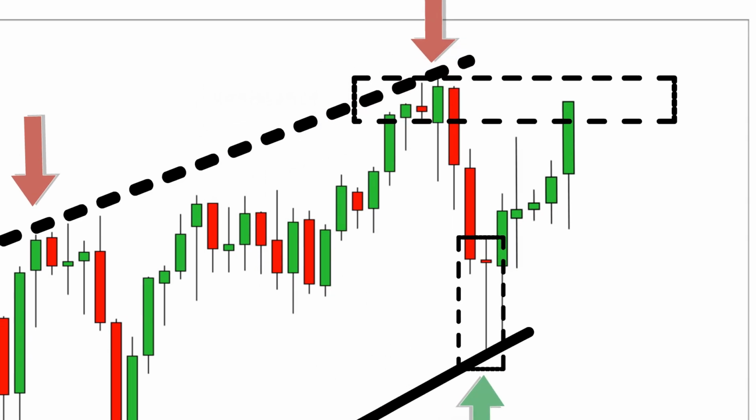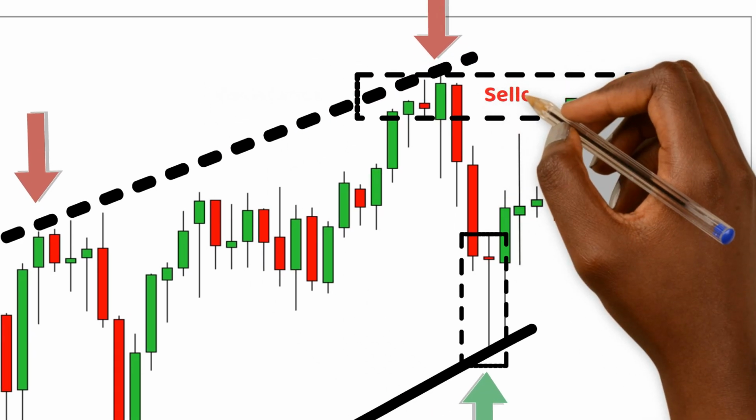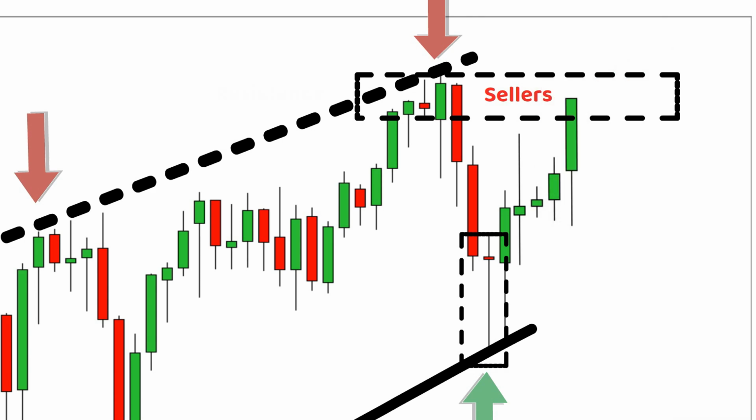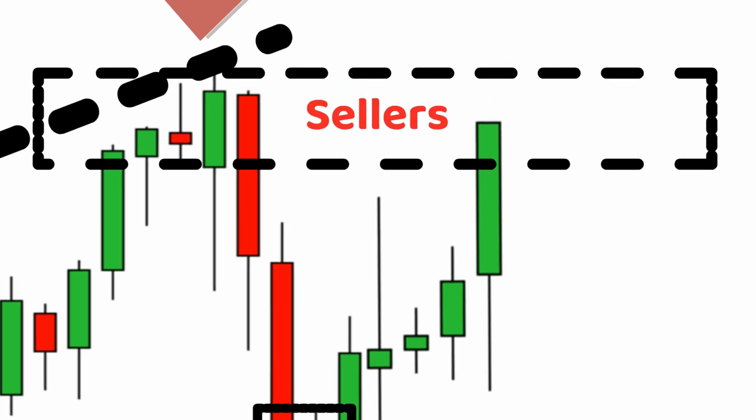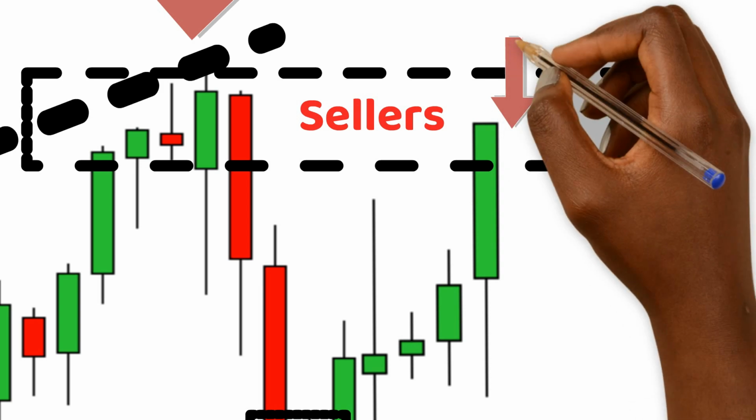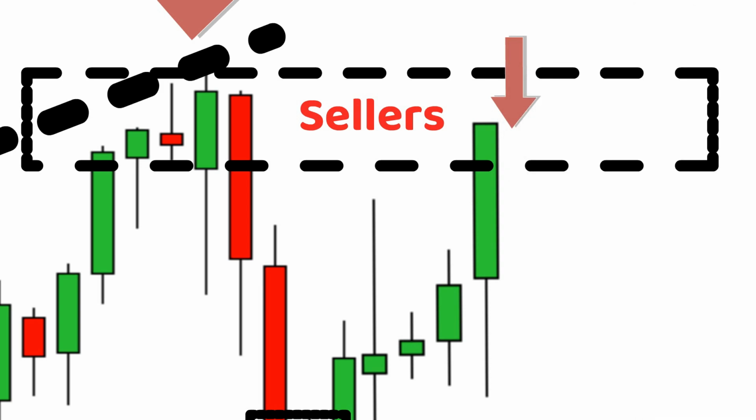That's where we could see sellers starting to pile up their orders around here, because that's where they reside. Sellers, they reside high. We could see them once more pushing low. Easy, right?